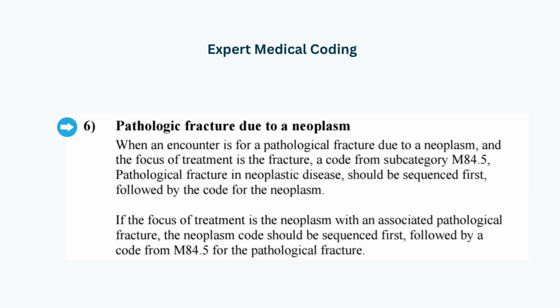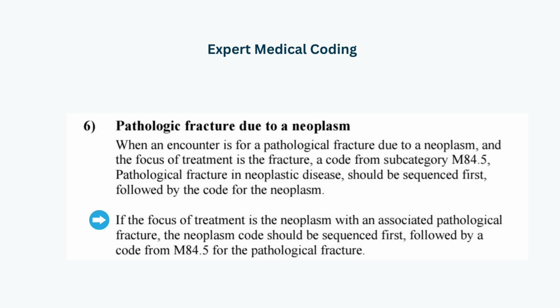Now let's move towards the next coding guideline, and that is pathological fracture due to a neoplasm. When an encounter is for the pathological fracture due to a neoplasm and the focus of treatment is the fracture, a code from subcategory M84.5, pathological fracture in neoplastic disease, should be sequenced first, followed by the code for the neoplasm. If the focus of treatment is a neoplasm with an associated pathological fracture, the neoplasm code is sequenced first, followed by a code from M84.5 for the pathological fracture.